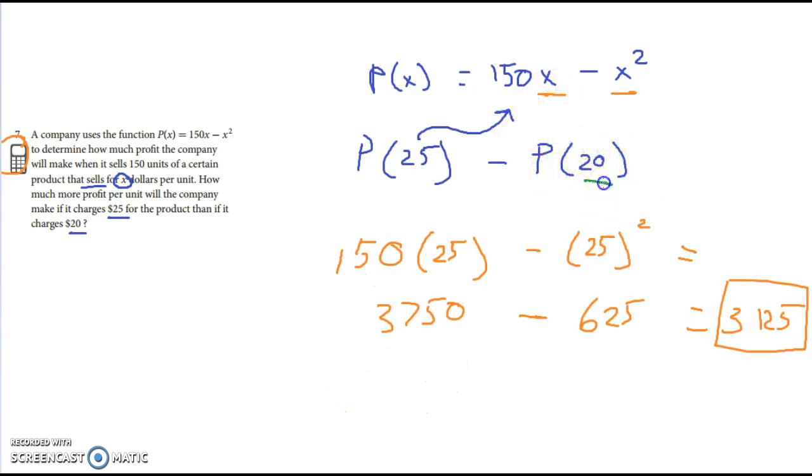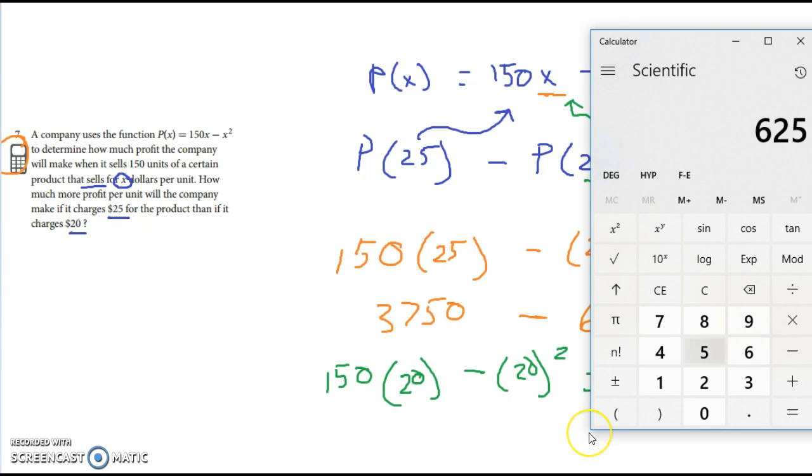So we're going to do the same thing, but now we're going to plug 20 into that equation. So let's just go ahead and do that. That would be 150 times 20, minus 20 squared, is equal to, well, 150 times 20, let's pull the calculator out. 150 times 20, 3,000.